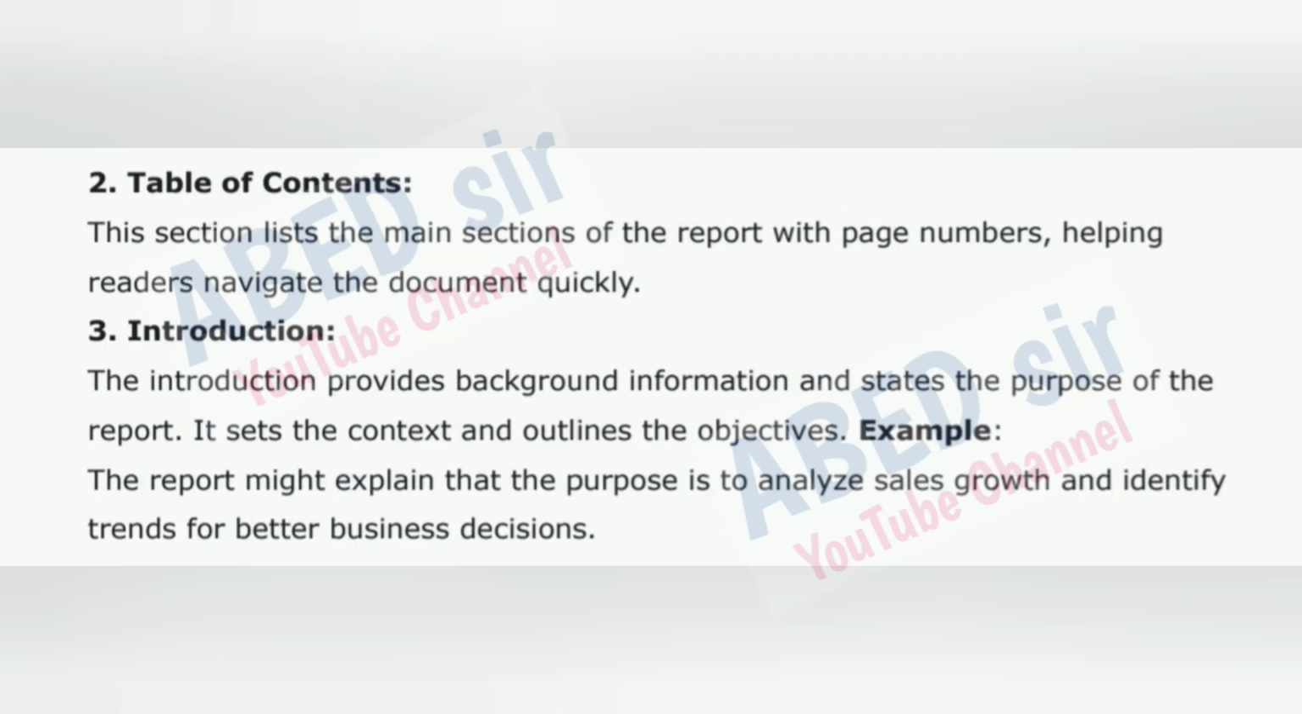2. Table of Contents. This section lists the main sections of the report with page numbers, helping readers navigate the document quickly. 3. Introduction. The introduction provides background information and states the purpose of the report. It sets the context and outlines the objectives. Example. The report might explain that the purpose is to analyze sales growth and identify trends for better business decisions.